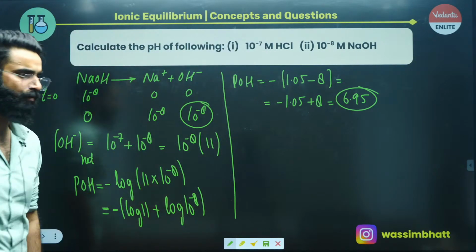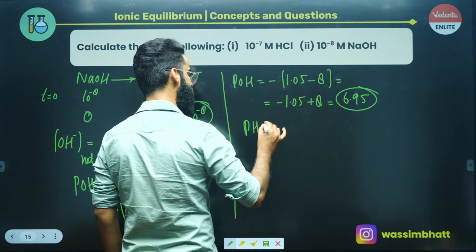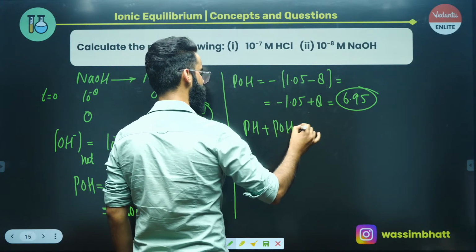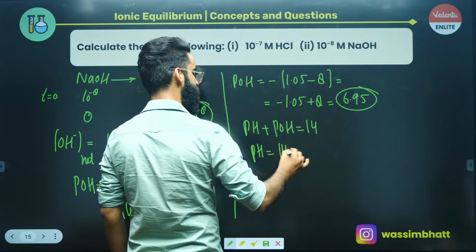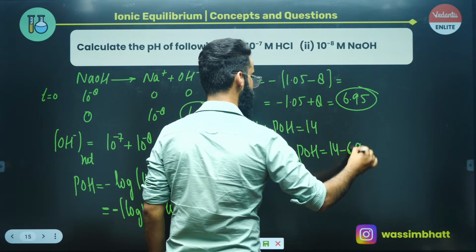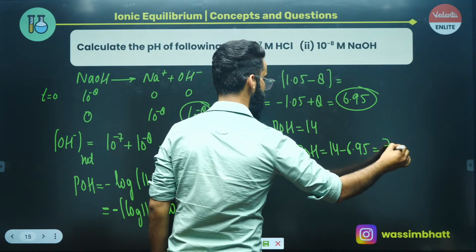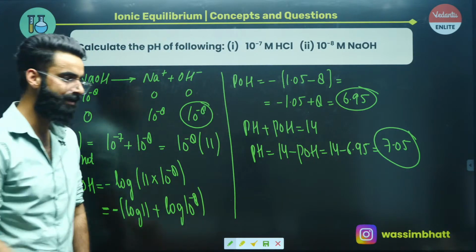But you were supposed to calculate pH. You know, at 25 degrees centigrade, pH plus pOH is always equal to 14. So from here, you can easily calculate pH, which is 14 minus pOH. So 14 minus 6.95, the value comes out to be 7.05. So this is the actual pH of the solution which you were supposed to calculate, right?